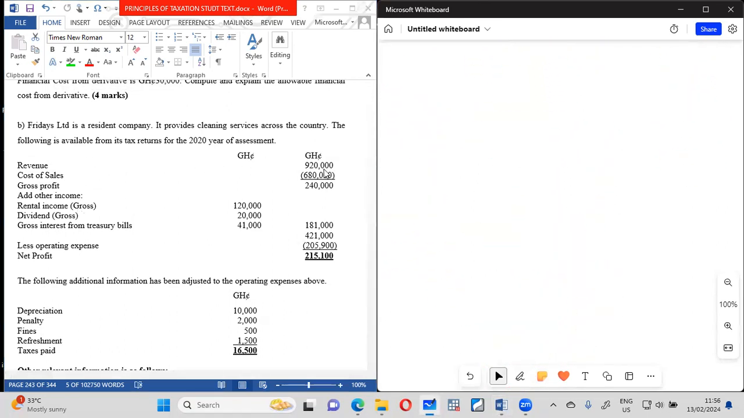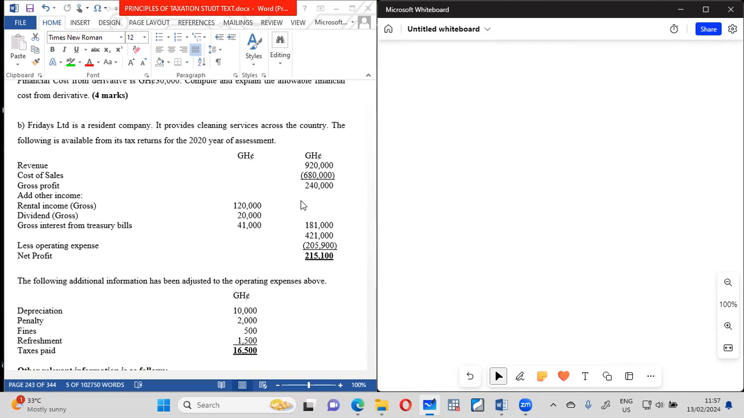What we have is that they have a revenue, cost of sales. Yes, they should do that. They've done that. Rental income, gross, of course. And that is another thing: everything that is in here must be at gross. So if the question gave you net, you gross it up yourself. All right, gross it up yourself. Be very, very careful about that.